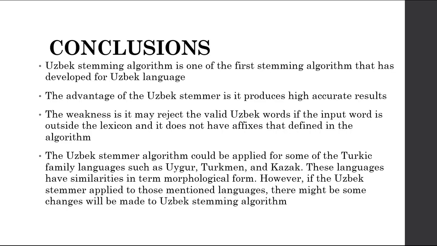This Uzbek stemmer algorithm can be applied to other Turkic family languages such as Uyghur, Turkmen, or Kazakh. These languages have similarities in terms of morphological form. However, depending on the language, the algorithm may need some changes.